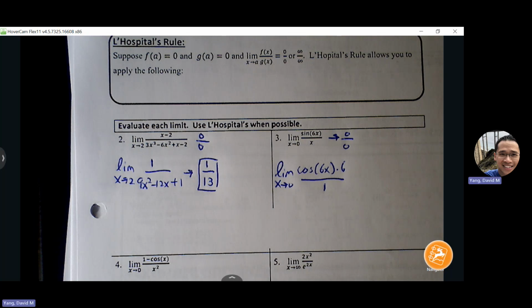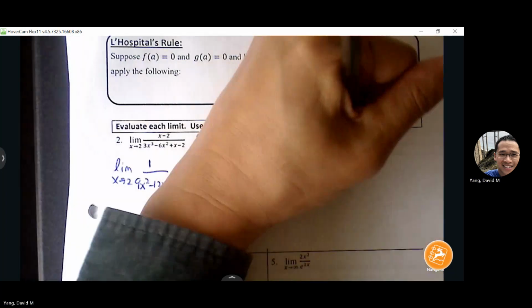Okay, reevaluate. Cosine of 0 is 1. 1 times 6 is 6.